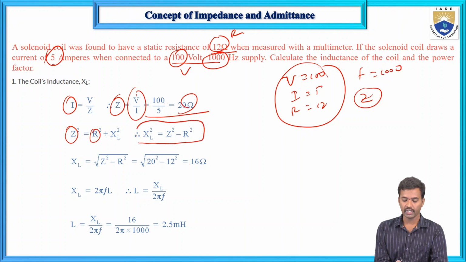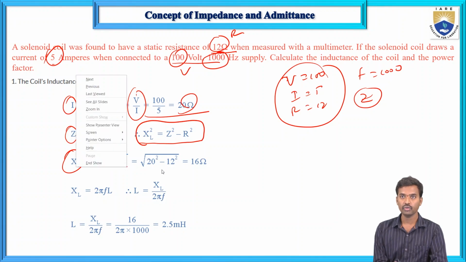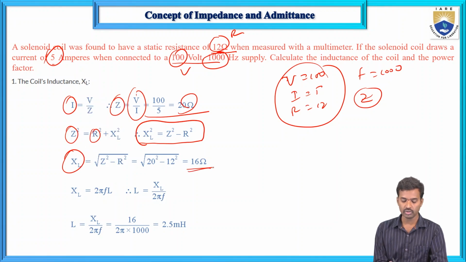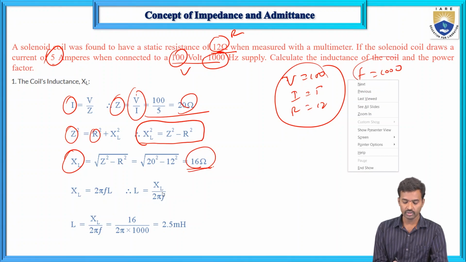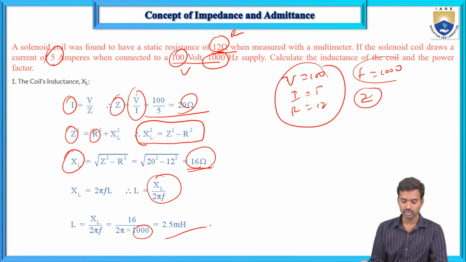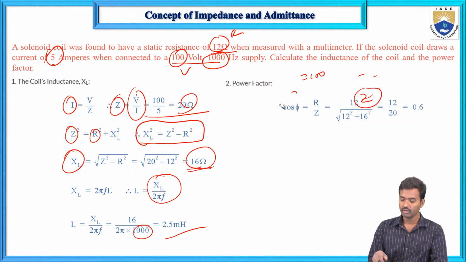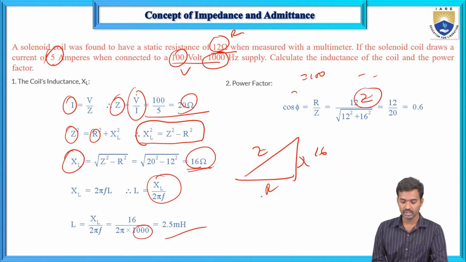From this you can calculate the reactance value. Reactance means square root of Z square minus R square, that is 20 square minus 12 square under root, which equals 16. Now if you know the reactance and frequency, you can calculate the inductance: 16 by 2 pi 1000, that value equals 25 millihenry. So now what about the power factor? From the triangle Z, R, and X, this is 16, this one is 12, and this one is 20. So now here it is R by Z.